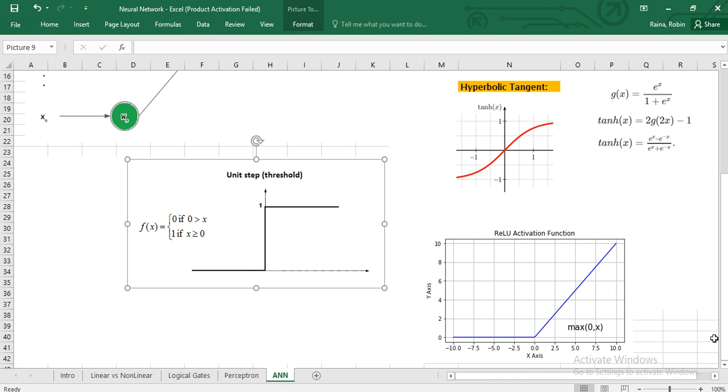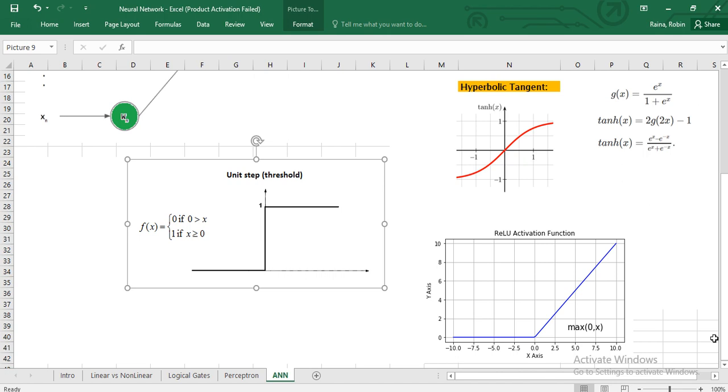We have leaky ReLU that solves your problem of dead neuron in the hidden layers. Then there are a few more activation functions that you can search over the internet: linear, softplus, hard sigmoid, etcetera. But the core concept is the same.